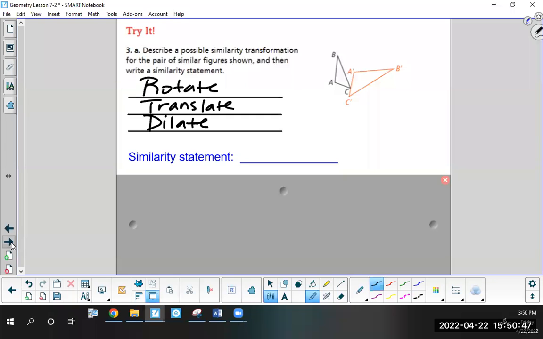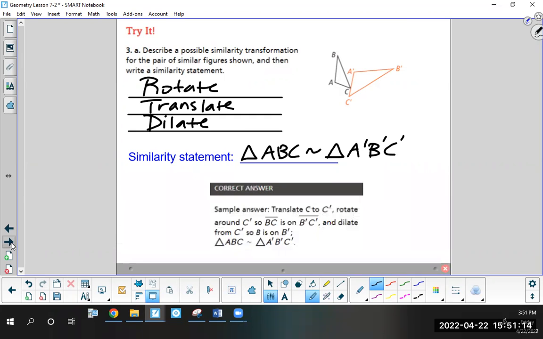Okay, as far as the similarity statements, our first triangle, we could say triangle ABC is similar, and then I have to match up part for part. Okay, what is the A similar to? A is similar to A prime, B is similar to B prime, and C is similar to C prime. So you have to make sure that the order of your letters match. Okay, let's double check. It's exactly what they have on there.